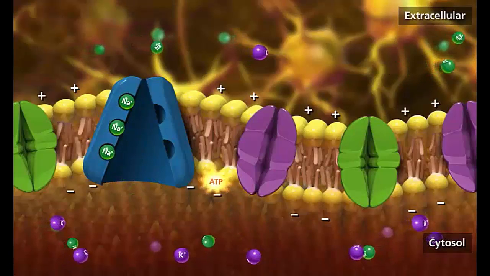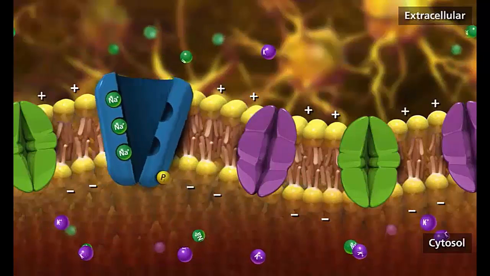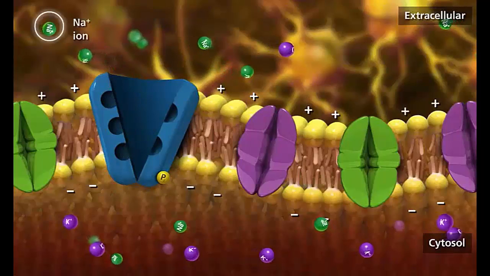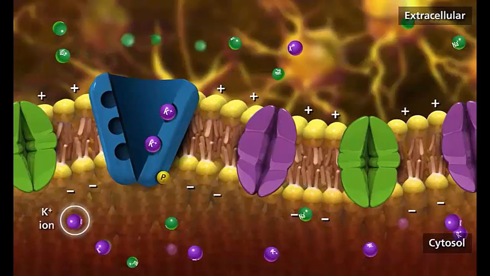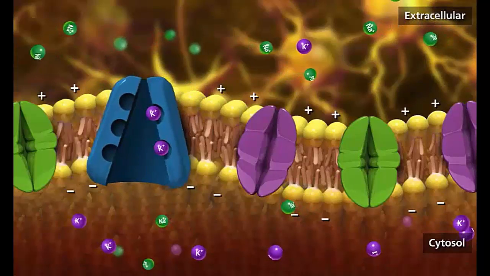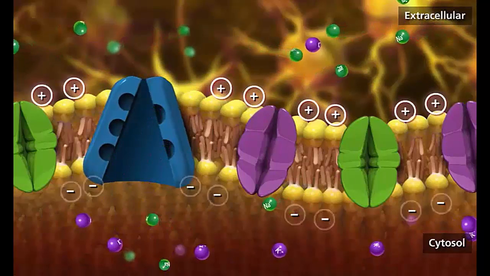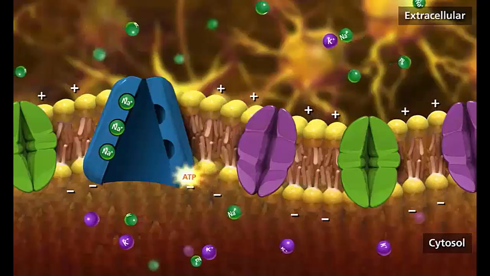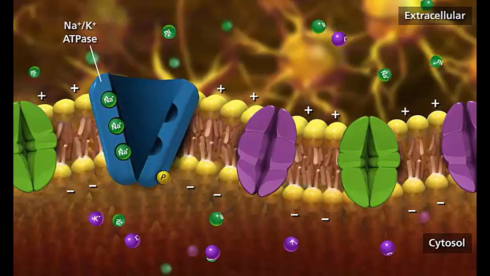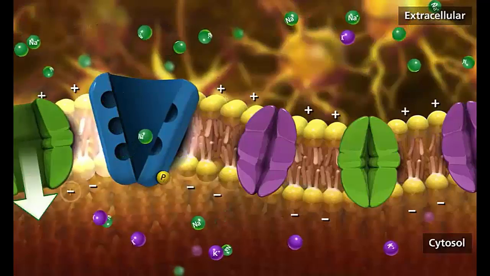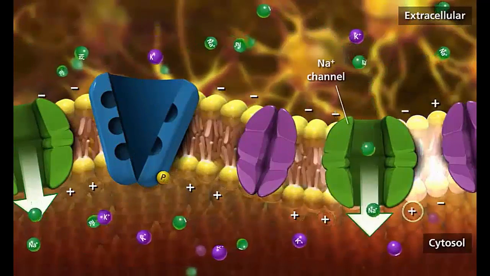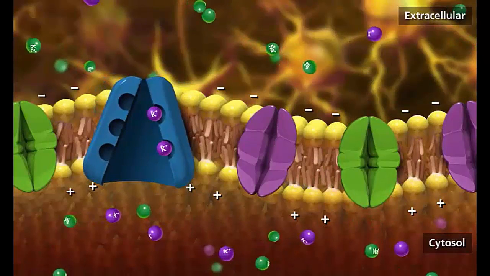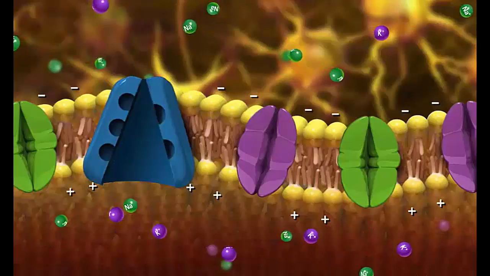The resting membrane potential in a neuron, when the cell is not firing an impulse, is established by the unequal distribution of sodium ions outside of the cell and potassium ions inside the cell, making the outside of the cell more positively charged compared to the inside. The electrochemical gradient is established and maintained by an enzyme called sodium-potassium ATPase. When a neuron is stimulated, sodium ion channels open and sodium ions flow into the cell. This leads to a change in the electrical potential across the membrane called depolarization.